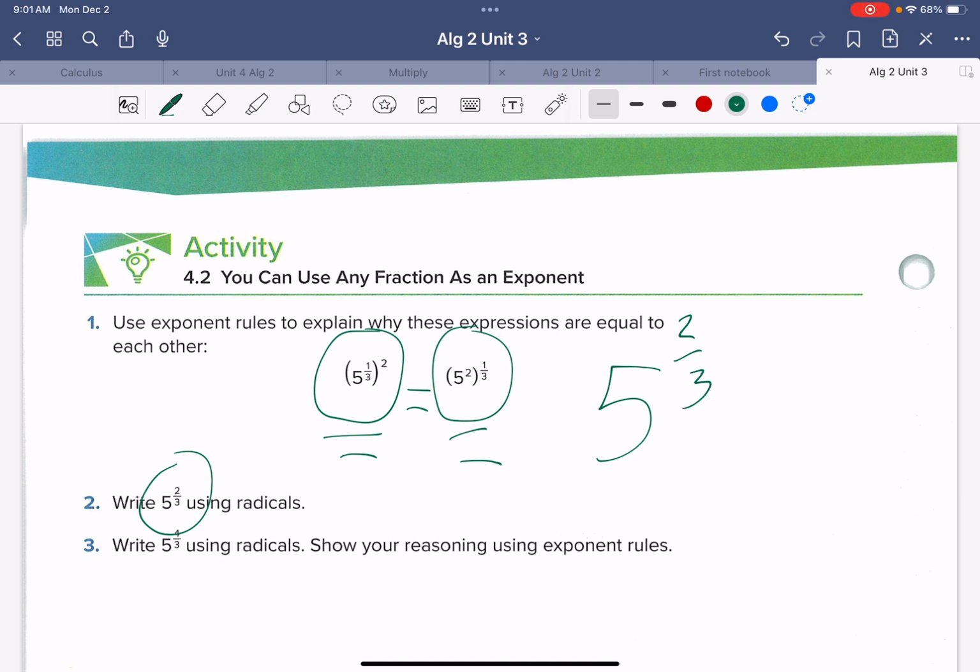So what do these radical exponents mean? Well, I'm going to sing a little song after I take a drink of water.